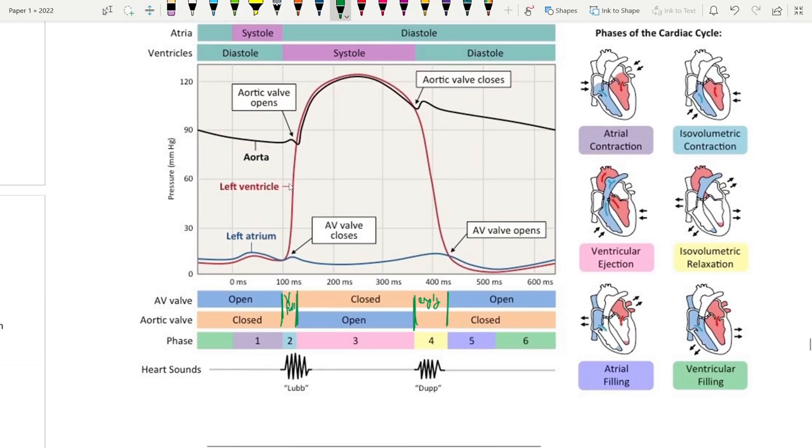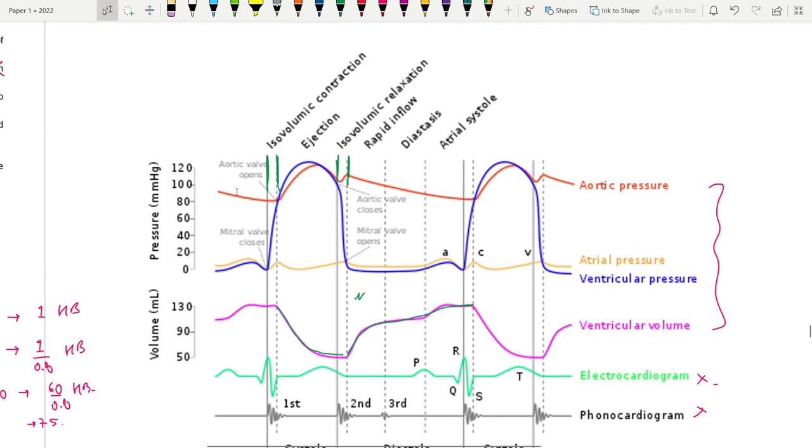So I'm going to correlate these phases with the picture over here. Look at this purple section. This corresponds to atrial contraction. The atria are contracting over here, which is why there's increased atrial pressure. Now this blue section over here, by the way, during atrial contraction, the ventricle is filling up. Here the ventricle is achieving maximum volume. That's basically this section, atrial systole. Atrial contraction, the ventricle is achieving maximum volume.